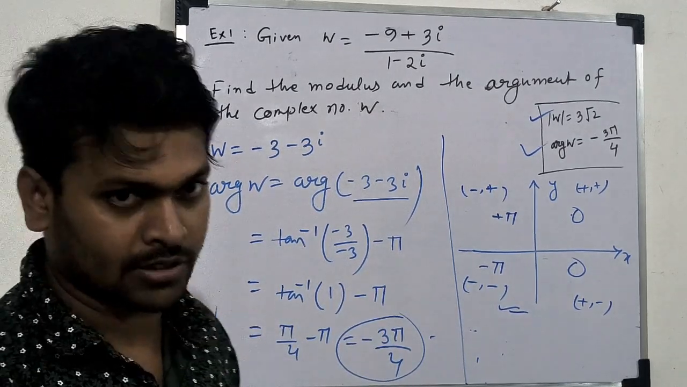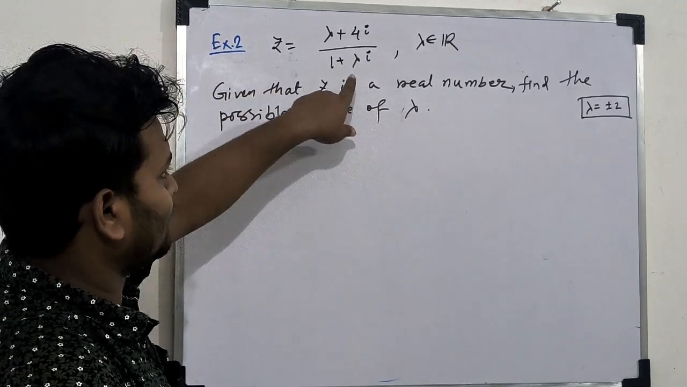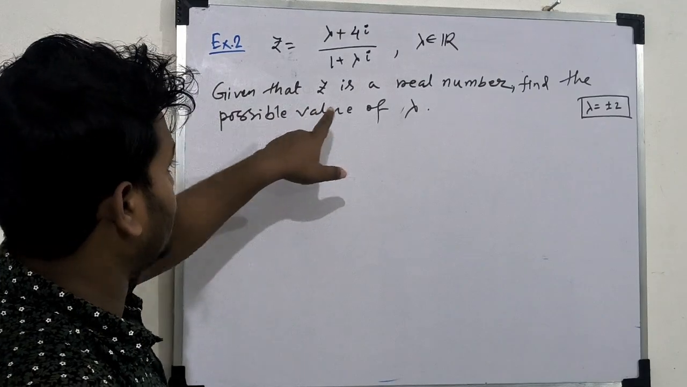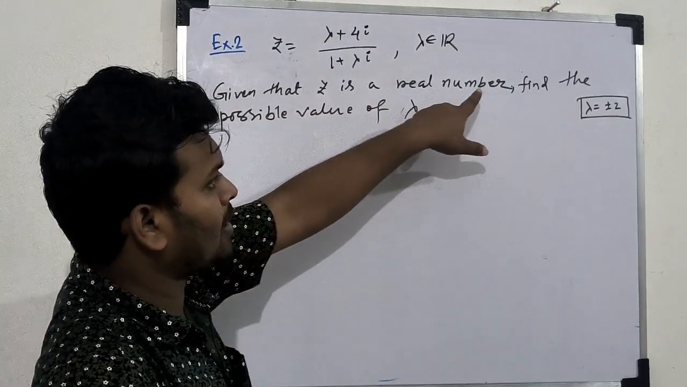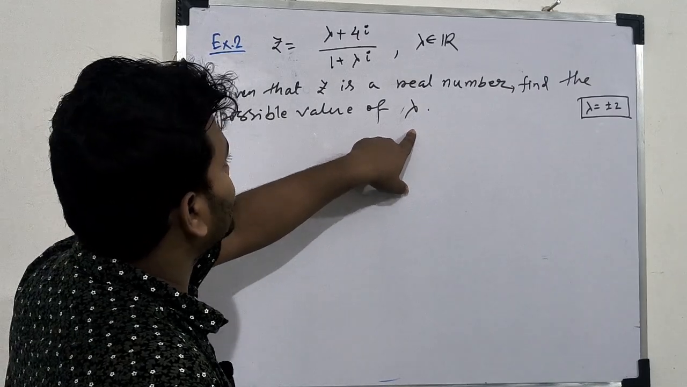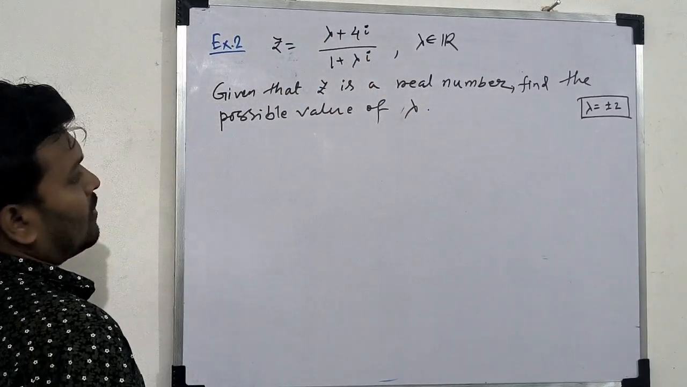I'll solve another question. So this is the second example. Z equal to (lambda plus 4i) divided by (1 plus lambda i). Lambda belongs to the set of real numbers. Given that Z is a real number, find the possible values of lambda. So if this Z is a real number, we have to find the value of lambda.